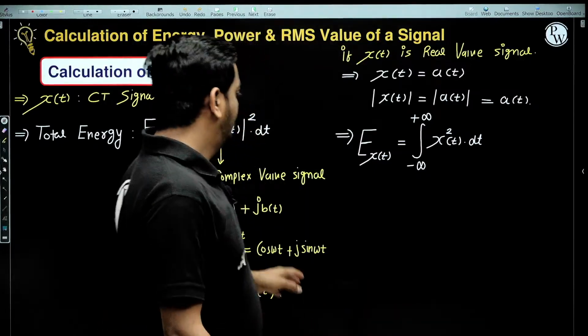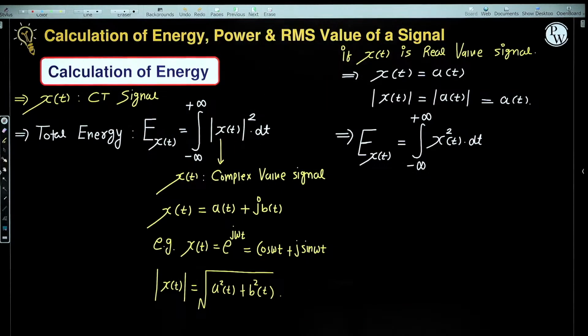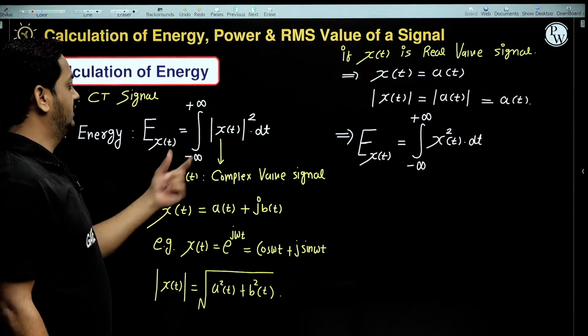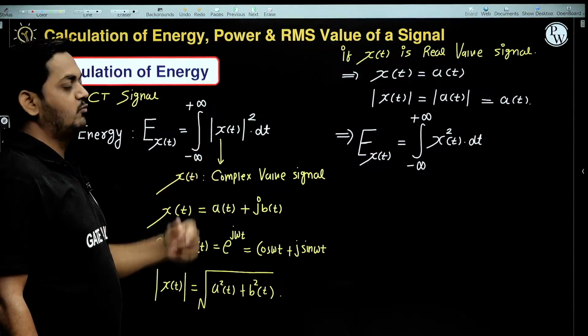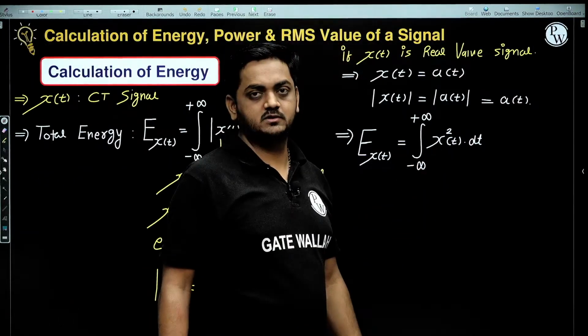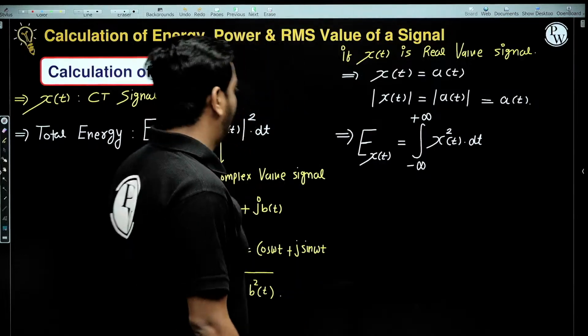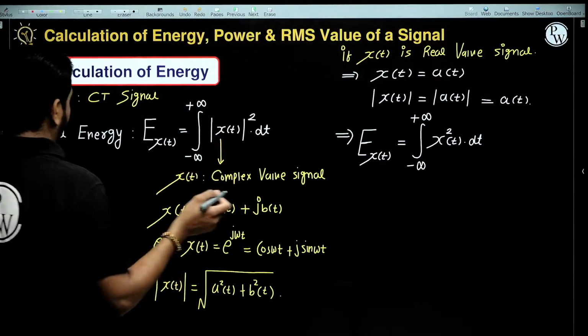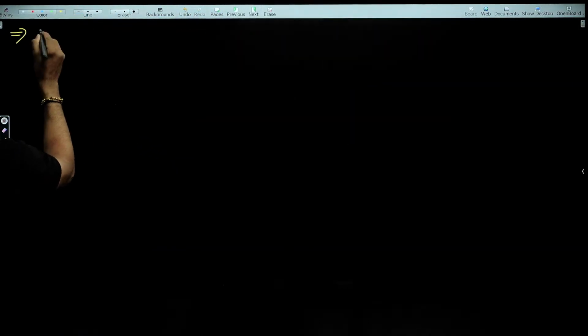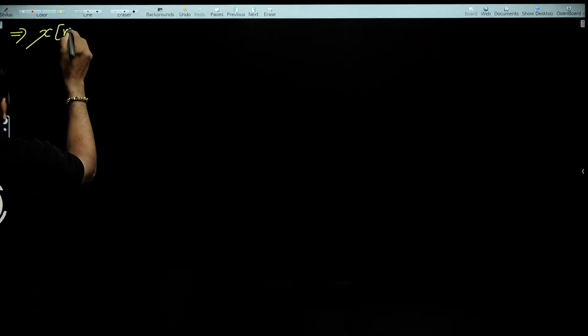So this is the formula to calculate the energy of any signal, guys. If it is a complex valued signal or a pure imaginary valued signal, then you have to take the modulus. And if it is a real valued signal, then you need not take the modulus. This is for continuous time. Suppose x of t is a discrete time signal, then what will be the change in the formula, guys?